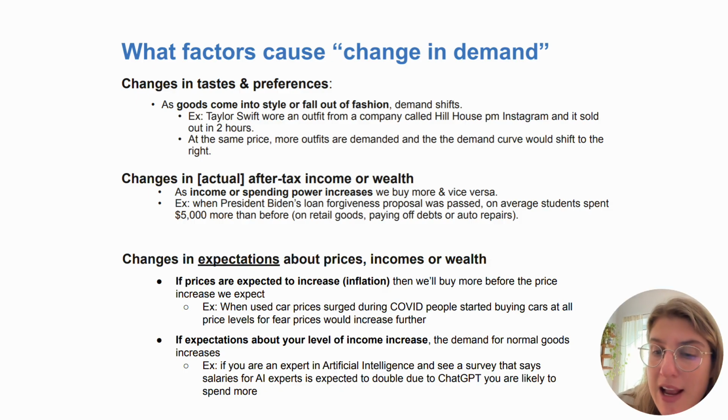If people expect their income to increase, maybe they got a new job that starts in a couple of months or something like that, they may feel more comfortable spending more money today, right? So think of an AI expert who sees reports that salaries in their field are about to double, right? They're more likely to go out and spend. The key takeaway is that all of these factors shift the entire demand curve and don't just move along it. Remember, moving along the demand curve is a change in price of a good. A shift in the demand curve is a change in all of these other things.